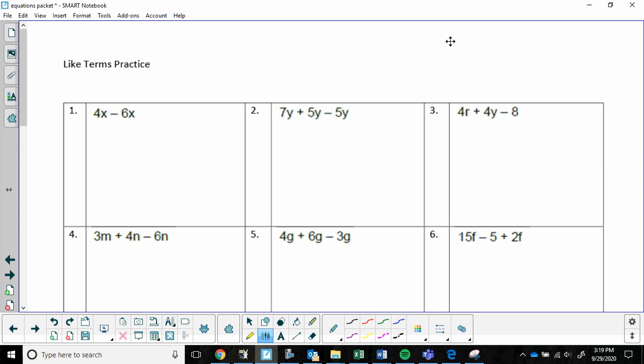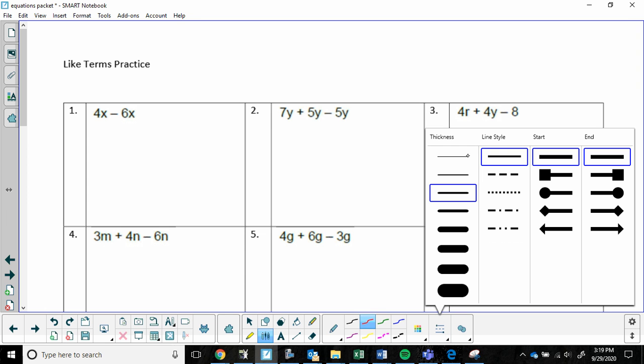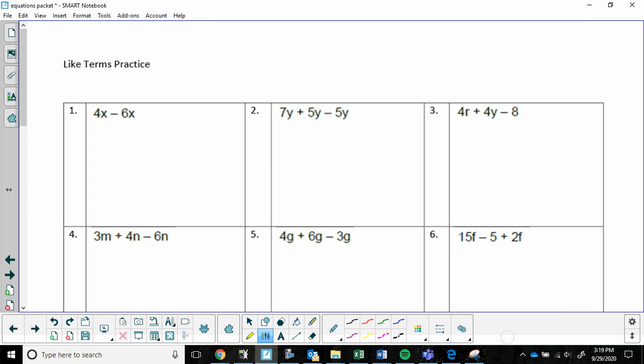As a review of the like terms practice, let's talk about how we combine like terms. So starting with number 1, the first thing you have to do is figure out which terms are like. For number 1, my first term is 4x. So you say, is there anything else that's a like term with 4x? And it turns out that yes, there is.